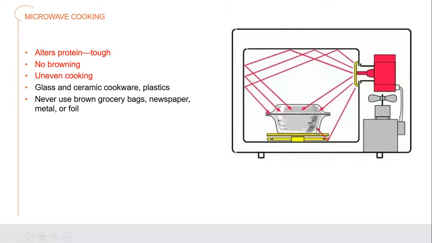You cannot do any browning in a microwave because, as we said before, it's all about agitating the water molecules in that food, and that's what creates steam within the food. So there's no browning occurring with this method. It tends to cook unevenly. You need to make sure you only ever cook with glass, ceramic, or plastics in a microwave. Never put anything like metal or foil in there because they can arc and zap. Or brown paper, grocery bags, or newspaper. They can actually catch fire in a microwave as well.